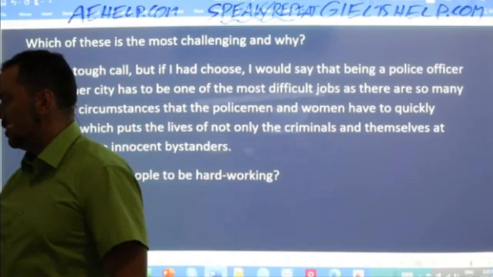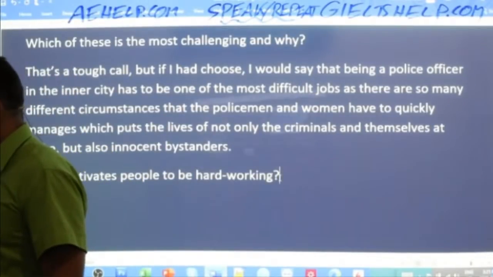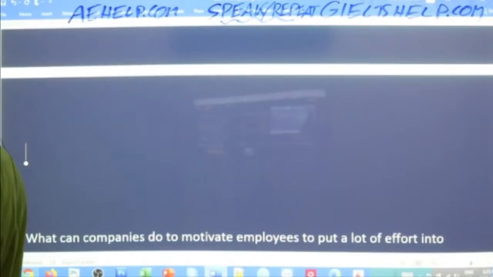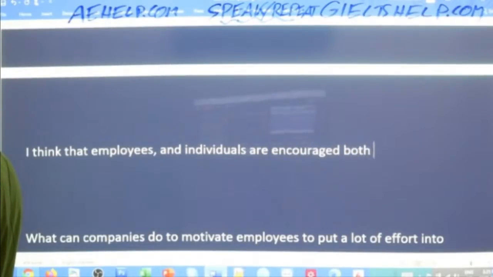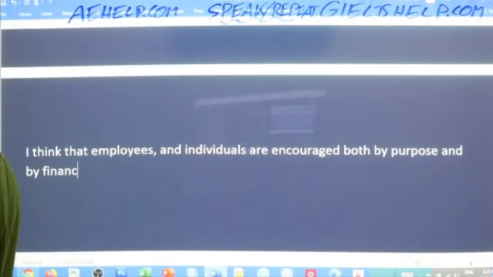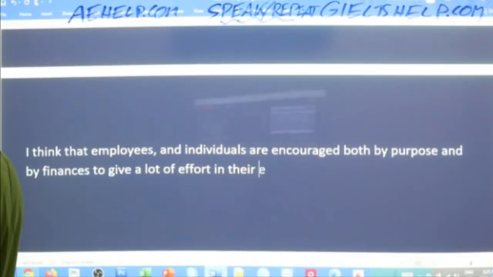Okay, so what motivates people to be hardworking? I think that employees and individuals are encouraged both by purpose and by finances to give a lot of effort in their endeavors.